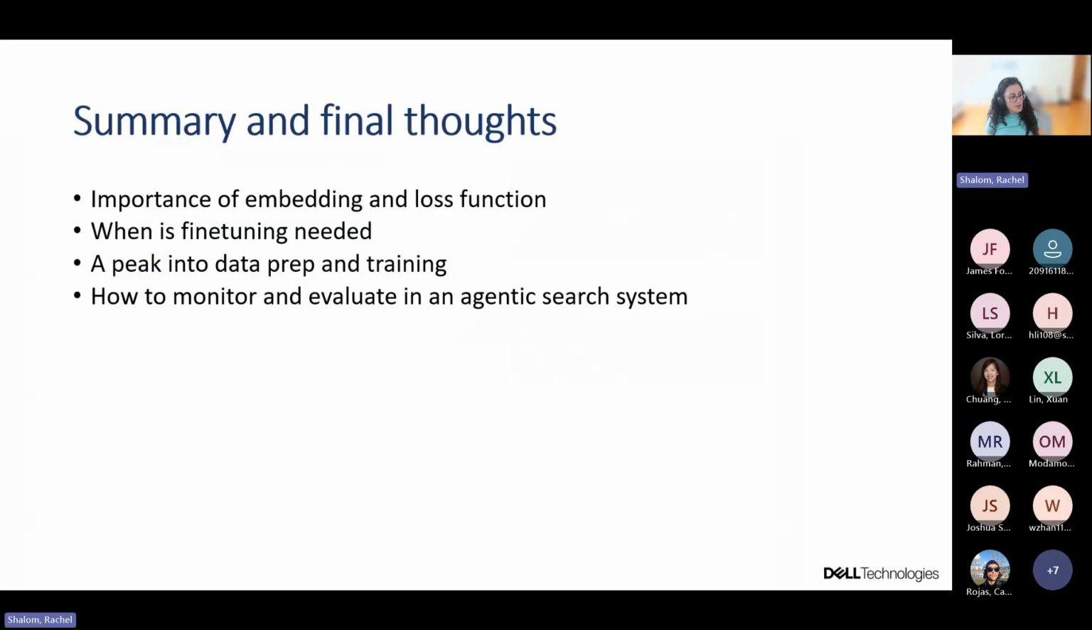And I think it's time for a summary, or at least for what I would hope you would take away from this lecture. I think that embedding models are beautiful. They are normally overlooked, and I wanted to highlight the way you train and the loss function and when fine-tuning is needed, and to give you a peek of how we did the training and how we monitor it for a real use case at Dell. And there are a lot of things you can do on your own. If you want some links, I can share them later.